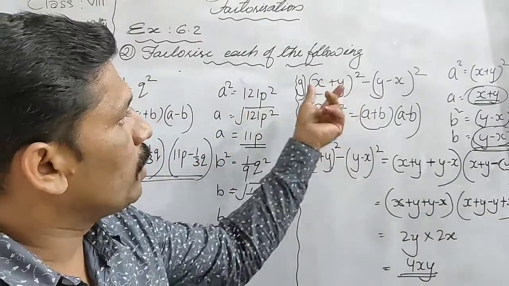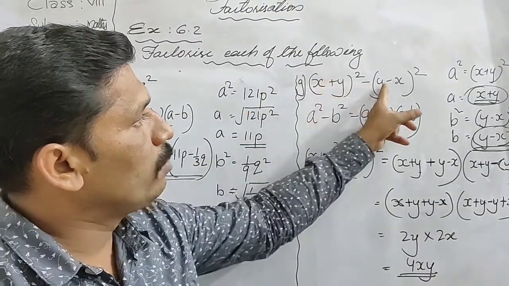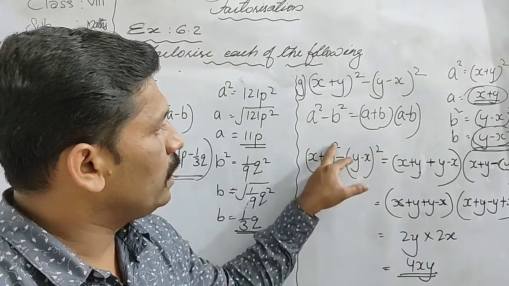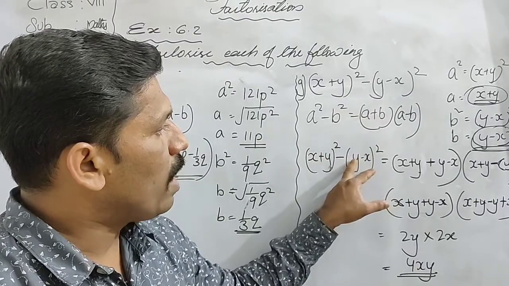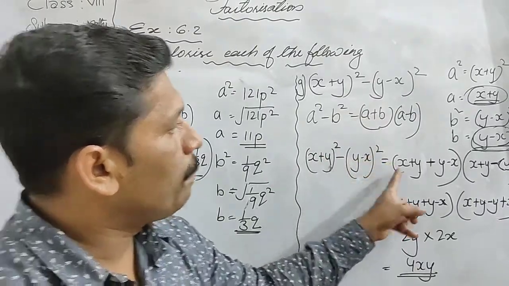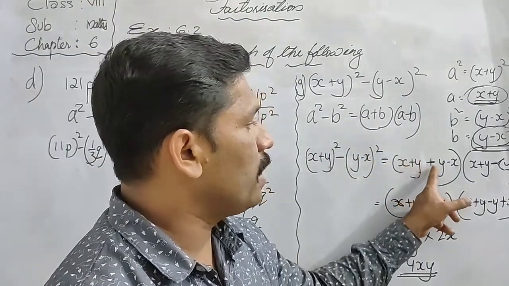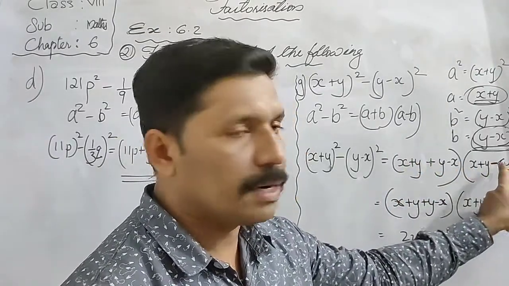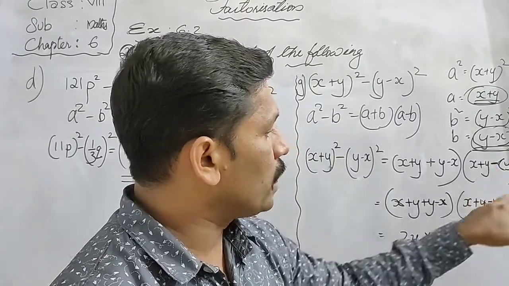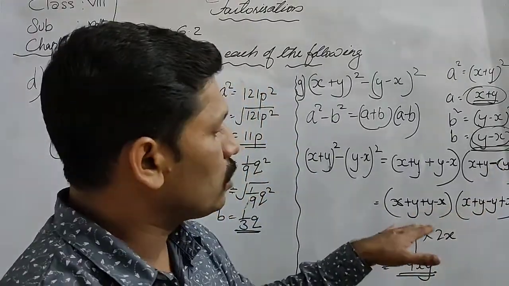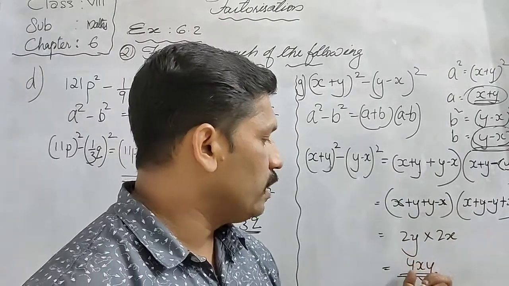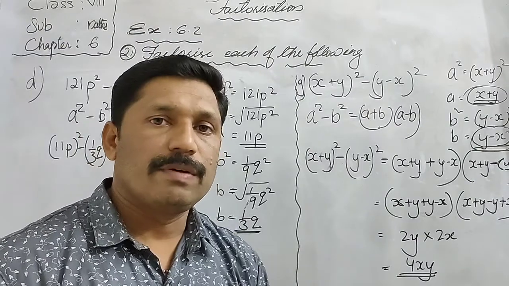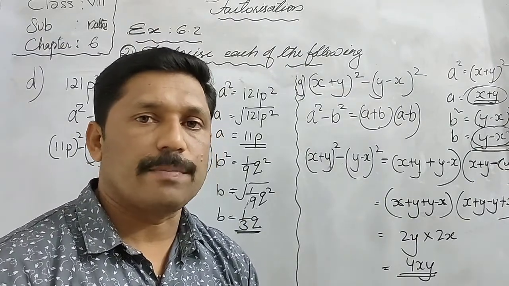Here you have to take care, because a is a binomial, b also a binomial. So a square means (x + y) all square, and b square means (y − x) all square, and a + b means x + y and b means y − x, (a + b) and (a − b). Here we have to make some adjustment because it is subtraction, and after doing that we cancel the like terms, we solve it, and finally we got 4xy. I think students, you understood that. One more question we will solve in this, and then we move to the next type of factorizations.